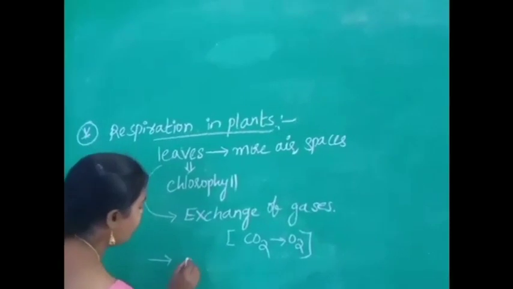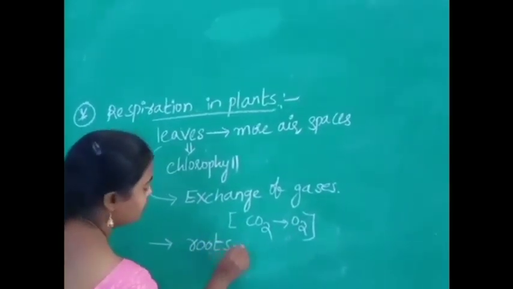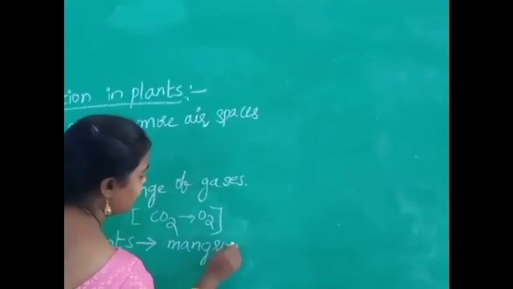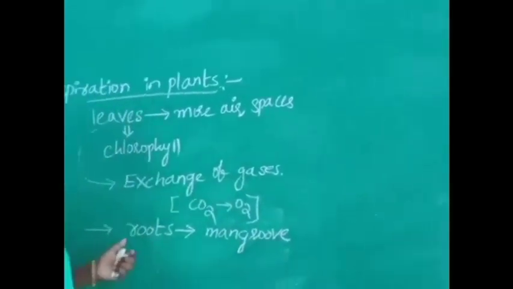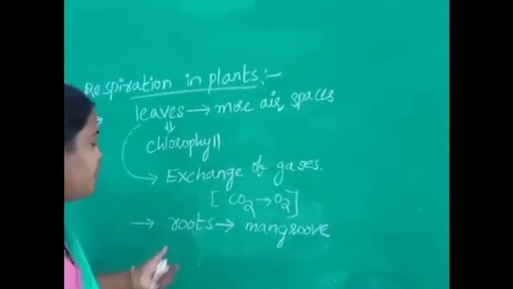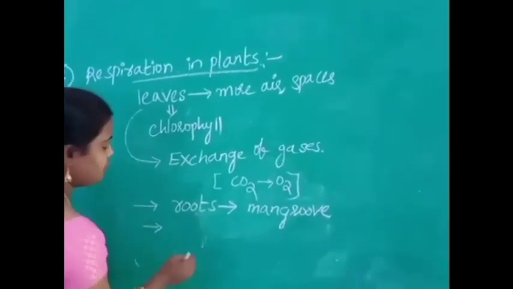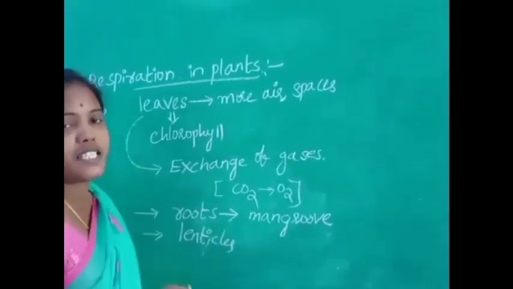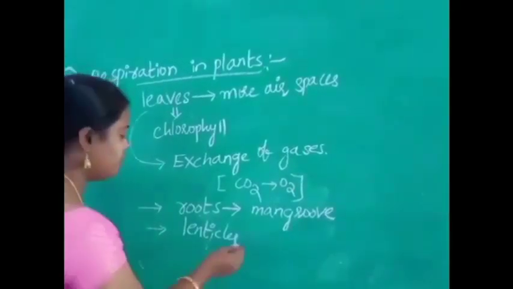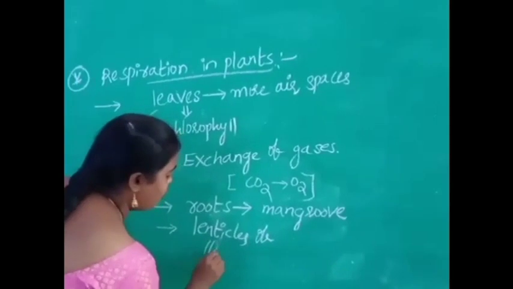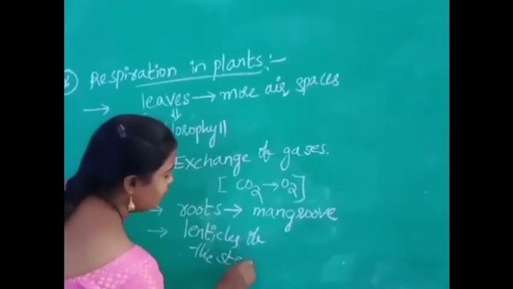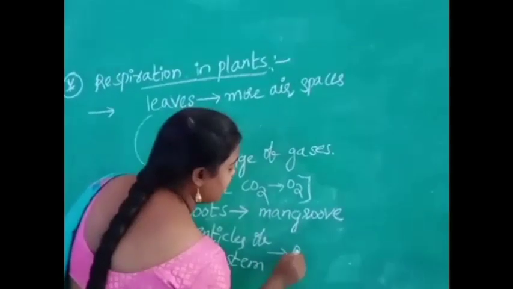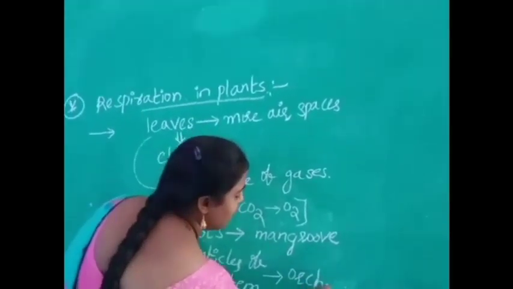For example, roots. In the case of the mangrove plant, roots carry out the gaseous exchange process. Next, lenticels of the stem. Lenticels means spaces present in the stem. Lenticels of the stem can perform the gaseous exchange process in the case of the orchid plant.